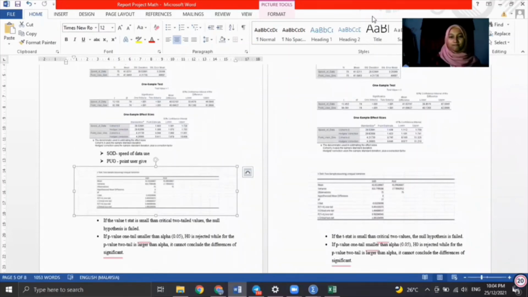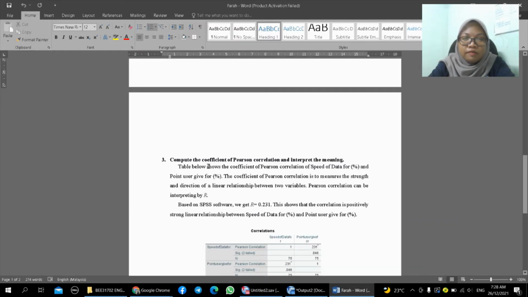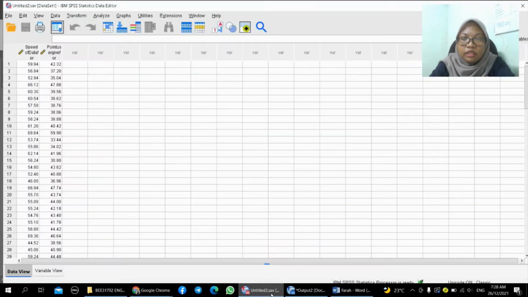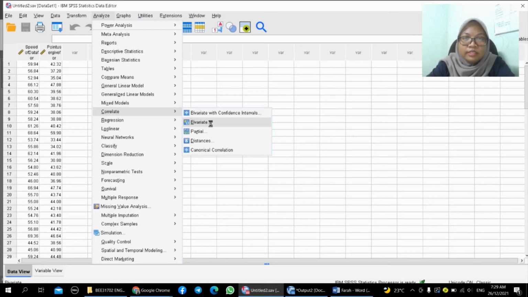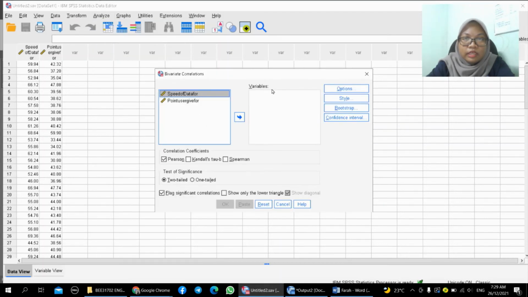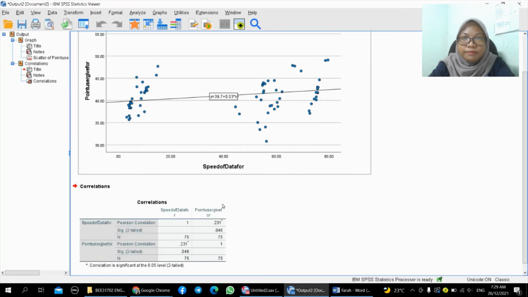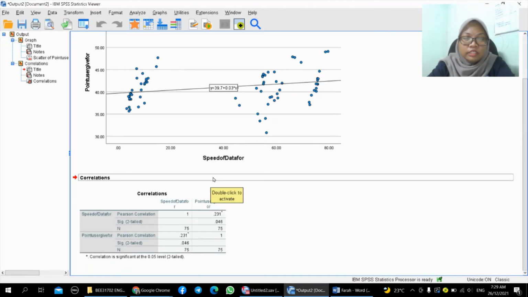Thank you very much. This is to compute the coefficient of Pearson correlation and interpret the meaning. To get the Pearson correlation, go to Analyze, choose Correlate and click Bivariate. Input the variables, click Pearson, and the test of significance is two-tail. Then click OK. This is the correlation that we get.